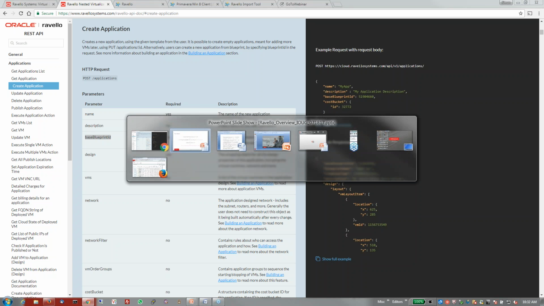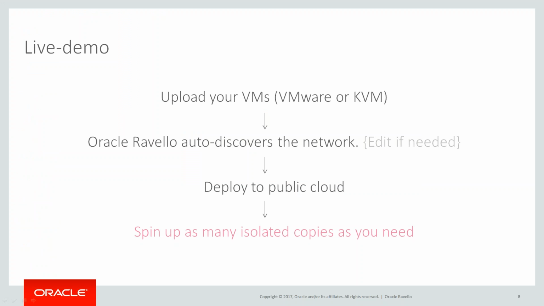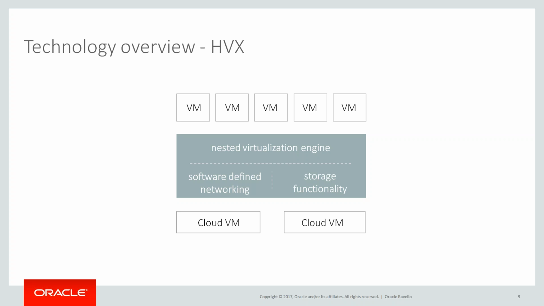So, okay, I'm going to finish my demo and go back to the slide deck. Now I'm going to talk a little bit about the technology behind the scenes here. So what we have is HVX. HVX is the Ravello hypervisor. And HVX consists of 3 components. It consists of the nested virtualization engine, the software-defined networking layer, as well as the storage functionality. All 3 of them allow us to recreate your data center infrastructure in the public cloud.